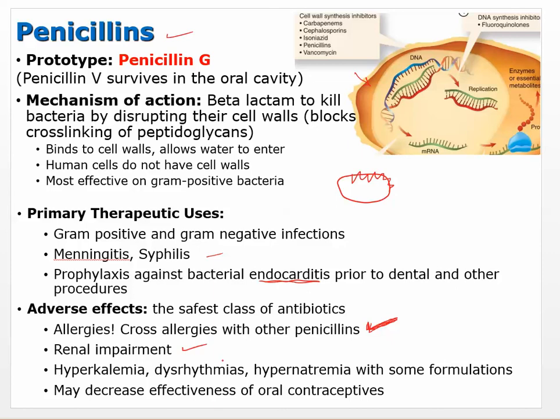It can also cause some renal impairment, hyperkalemia, dysrhythmias, hypernatremia with some formulations. These things can happen, and it may decrease the effectiveness of oral contraceptives. I didn't see that listed in your ATI book, but it's listed in other places, so I left it in there. Okay, so those are the penicillins.